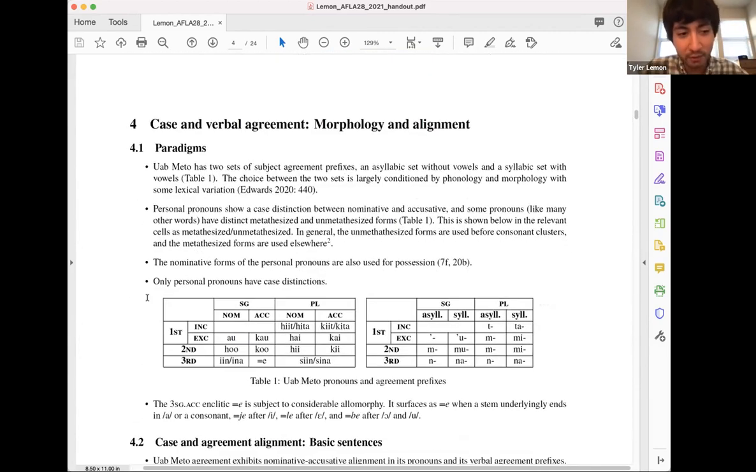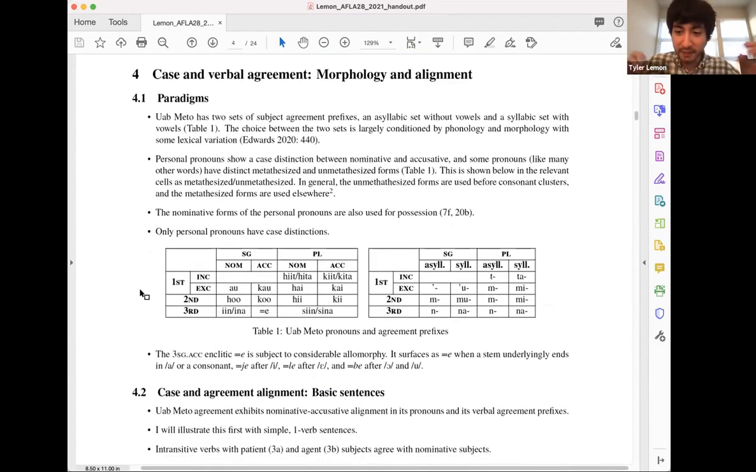So now on to the actual data. So first, the basics, the paradigms. Uab Meto has 2 sets of subject agreement prefixes, an asyllabic set without vowels, and a syllabic set with vowels. That's shown in this part of Table 1. The choice between the two is largely conditioned by phonology and morphology, with some lexical variation.